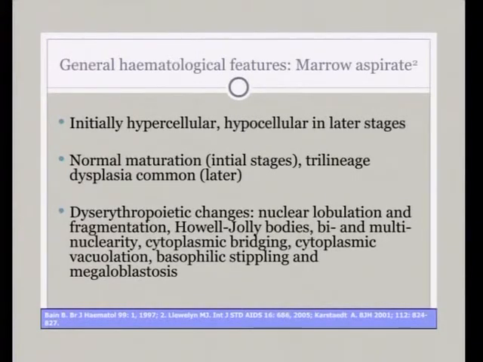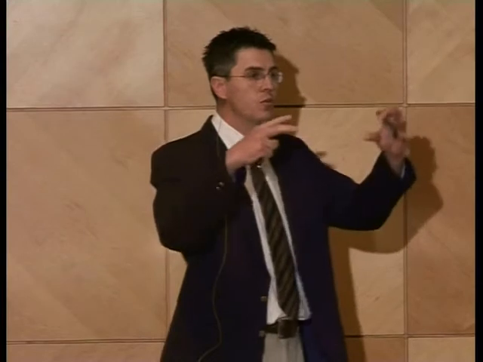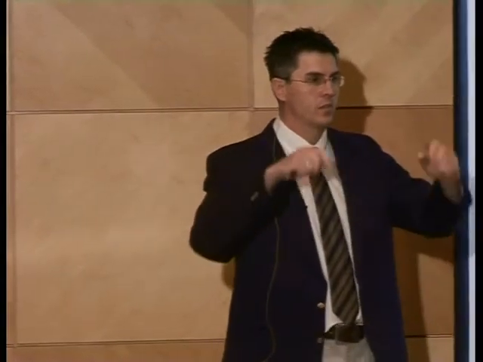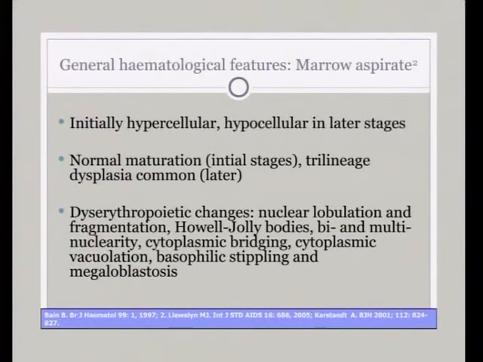If there is dysplasia in the erythroid lineage, we call it dyserythropoietic changes, and those include nuclear lobulation, so the nucleus is no longer round, it has budding, it has fragmentation. Those cells may include Howell-Jolly bodies, which are a DNA remnant that's loose in the cytoplasm of those cells. You have more than one nucleus per cell, often multinuclearity, cytoplasmic bridging, where you have two erythroid cells that are connected with cytoplasm to one another, cytoplasmic vacuolization, basophilic stippling with RNA in the cytoplasm of those cells, and even megaloblastosis, where those cells are megaloblasts.